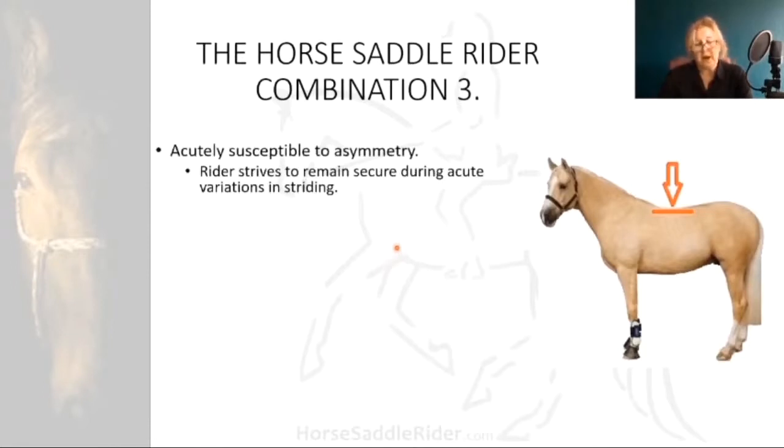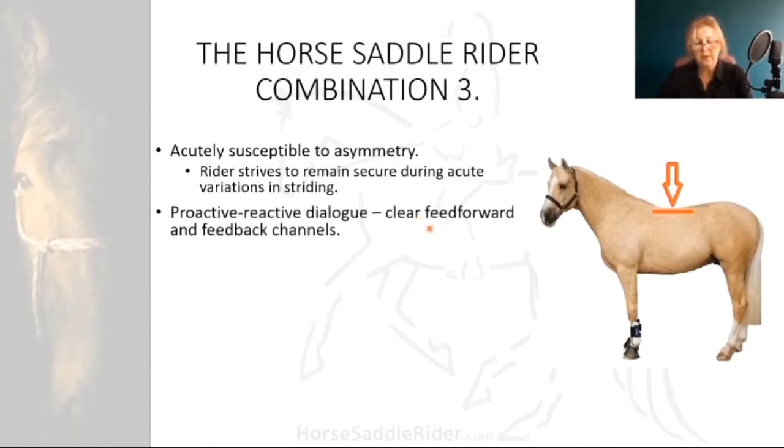So we agree that they are acutely susceptible to asymmetry, especially the young horse, especially the horse new to training that may compensate with the load of a rider on its back. Because the rider is striving to remain secure during acute variations in striding. There's a proactive, reactive dialogue, so clear feed forward and feedback channels. And this is not just the rider, this is the horse as well. There's a dialogue going on between them.